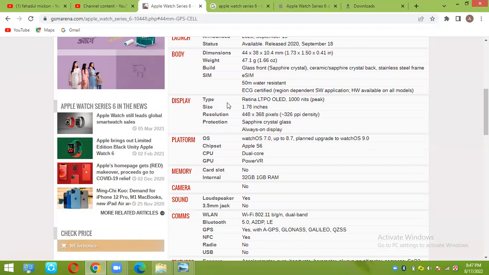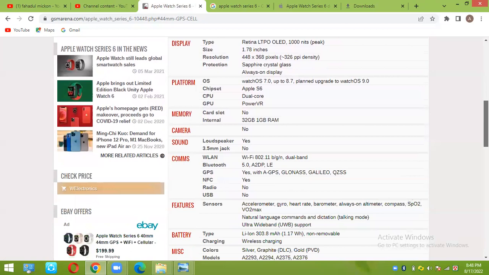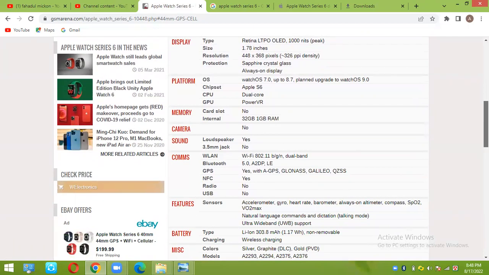So now it's running 8.5 or 8.6 something. Its chipset is Apple S6, the CPU is dual core and the GPU is PowerVR. VR means virtual reality. There is no memory card slot in this Apple Watch, but it has 32 GB storage and 1 GB RAM. It also has a loudspeaker and it has no jack to plug into the Apple Watch, so it is fully without any jack and it has a wireless charging system.